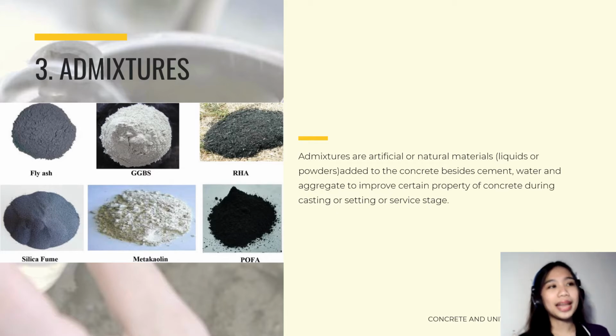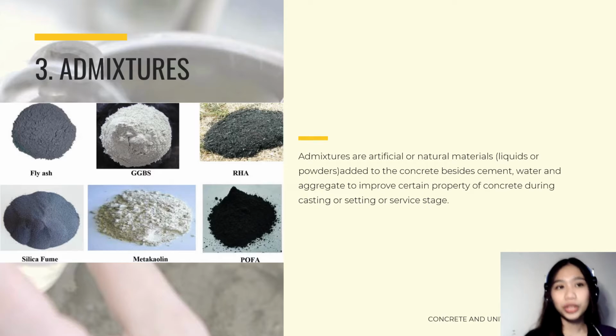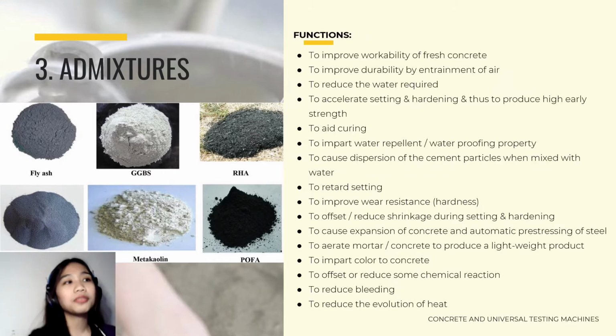Third naman ay admixtures. So, itong mga admixtures na to are artificial or natural materials, pwedeng in a form of liquid or powders na ina-add natin sa cement, water, and aggregate para ma-improve yung property ng concrete during casting, setting, or sa service stage. So, itong mga admixtures na to, pwede silang fly ash, GGBS, RHA, silica fume, metakaolin, or POFA. So, ano nga ba yung function ng mga admixture na to sa ating concrete?